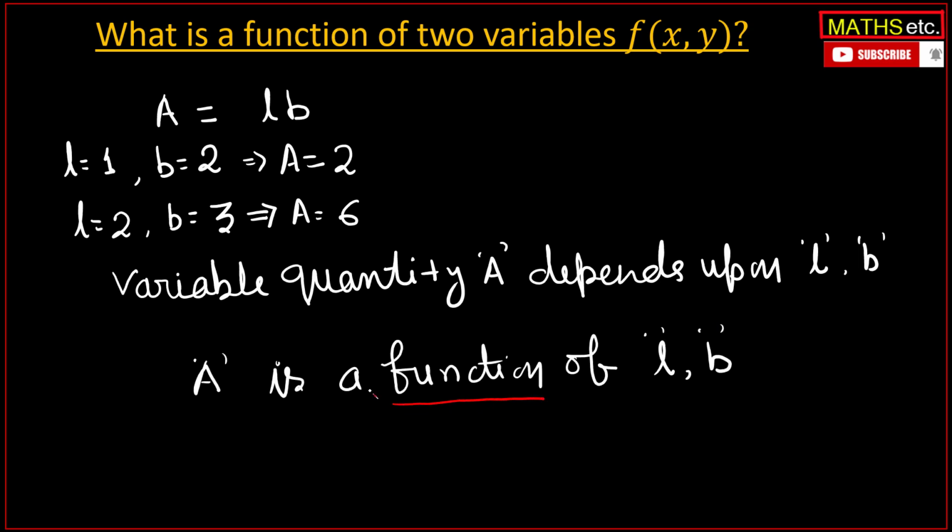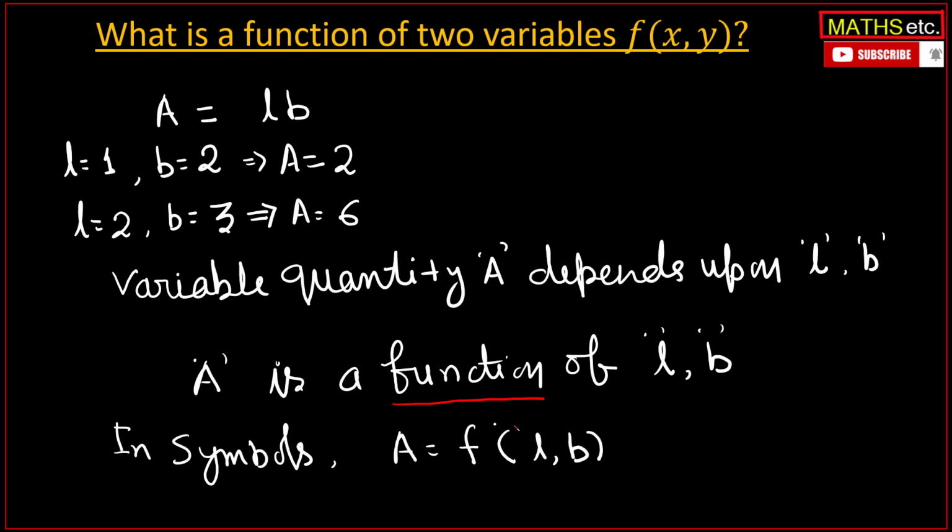And in mathematics, we denote this function by a symbol f, and we write this statement as the notation on the right hand side of the expression. We read it as f of L and B. So we read it as A is a function of L and B variables, or simply f is a function of two variables L and B.